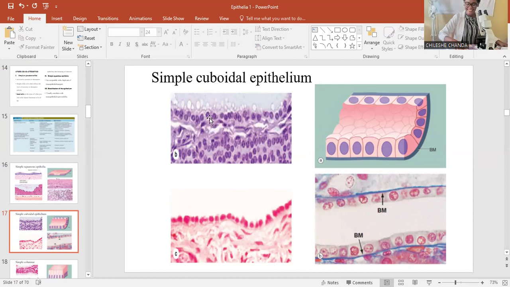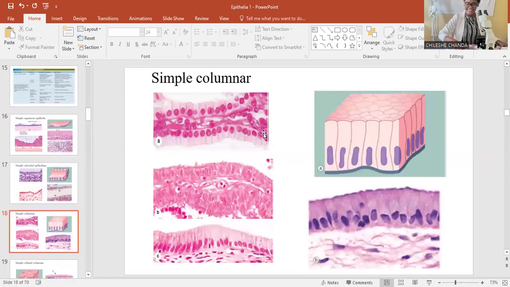Under a light microscope, you may not see properly like this, but you will be able to tell. When you look at the cells, the shape of the nuclei, you'll be able to tell that this is cuboidal epithelium just by the shape of the nucleus that you're seeing under the light microscope. Oh, sorry, this is columnar epithelium, because look, the nuclei are towards the basement membrane. And so you'll be able to see that this is columnar epithelium.